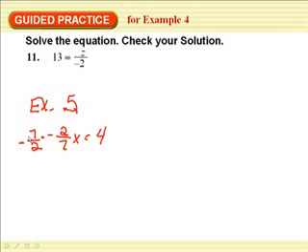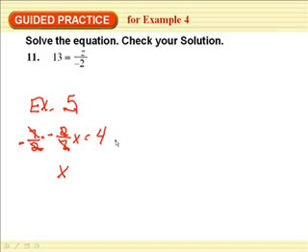So you take negative 2/7, you multiply it by its reciprocal, which is negative 7/2, and look at what happens here. 2 negatives make a positive right here. The 7's cancel out, the 2's cancel out, and the x is the only thing left on that side, which is what you want.